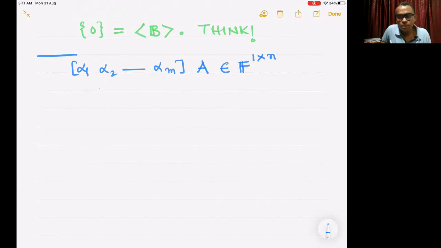This is a linear combination of elements in A. So that means this is a typical element of the row span of A. Okay.